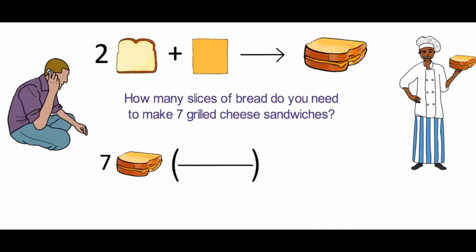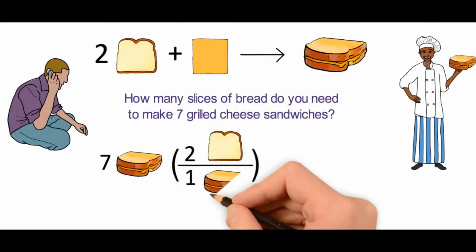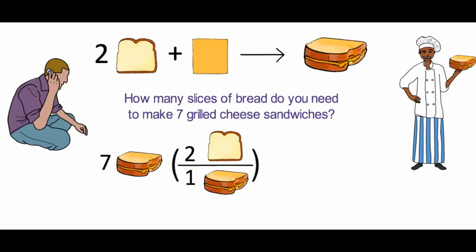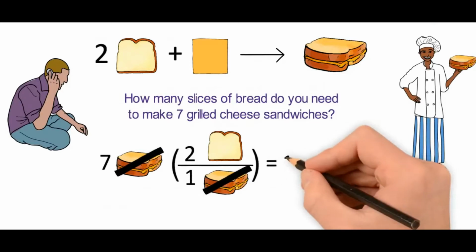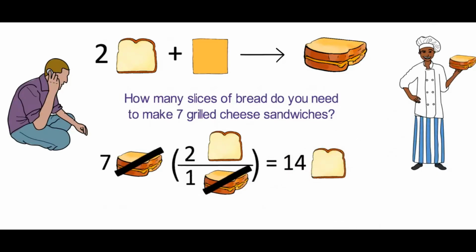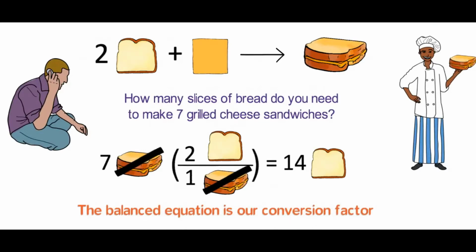Next, we are going to multiply this by the ratio of bread to sandwiches. You need 2 slices of bread to make one sandwich. But where did I get those numbers? Well, the recipe or balanced equation actually tells us the ratio of the ingredients and products. Sandwiches on the top and bottom cancel each other out and we are left with 7 times 2 slices of bread, which is 14 slices of bread, our final answer. Notice that this is a really unique conversion problem and the balanced equation is our conversion factor.